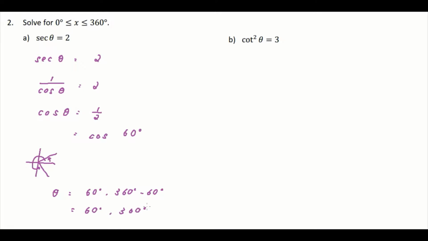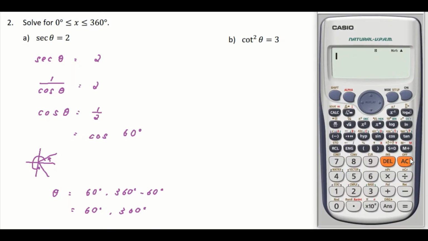Then after you have got the answer, you can always use your calculator to check as well. It's the same thing, but now because you cannot press secant in your calculator, you need to press the whole thing, like 1 over cos 60, then you can check whether it gives you 2 or not. Okay, 2, correct. Then you put in the other one, 300. Yeah, it gives you 2, so you know that your answer is correct.